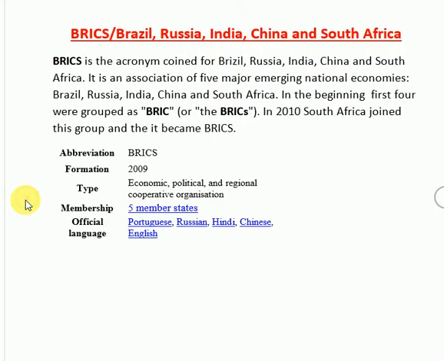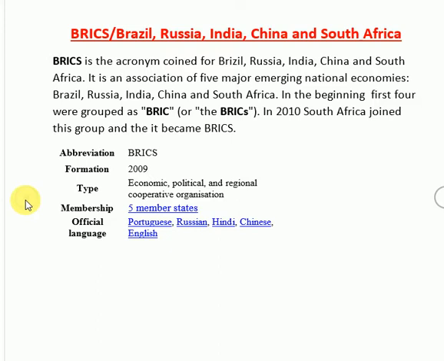BRICS stands for Brazil, Russia, India, China and South Africa. You can see this is the acronym coined for Brazil, Russia, India, China and South Africa. It is an association of five major emerging national economies on this planet. Brazil, Russia, India, China and South Africa are all emerging national economies on this planet.